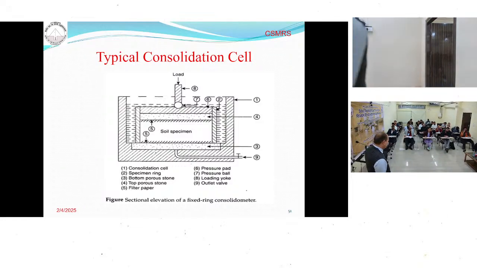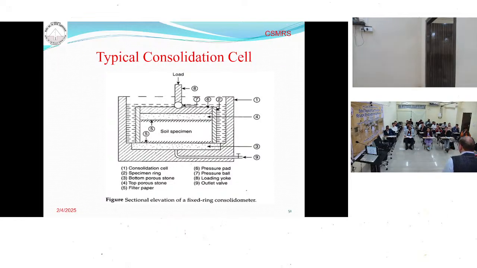So this is a typical picture. This is your soil specimen, this is the top filter, and this is your bottom filter. This is the top, from where you apply the compression load. When you compress the soil, the water will come out into the cell, and there is an arrangement through which the water can come out from here.